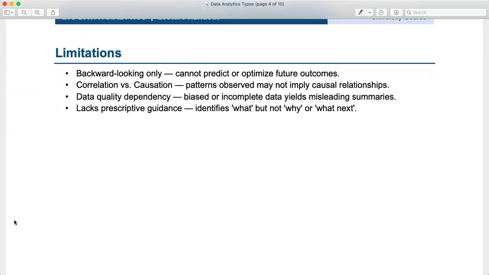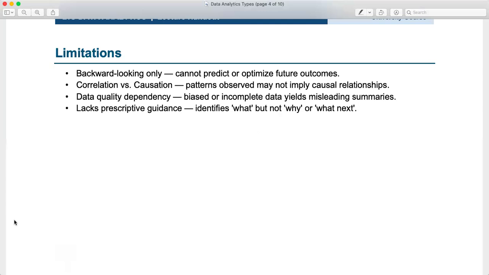And obviously, it has certain limitations as well. The first limitation is that we are always backward looking only. That means we are only looking at the trends of the past. We cannot predict or optimize future outcomes on the basis of the techniques we use in descriptive analytics.